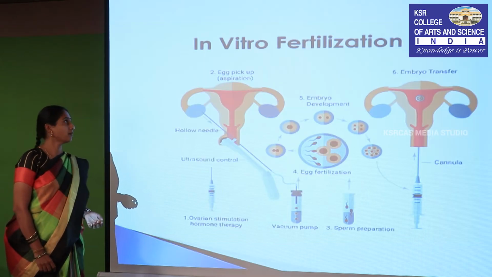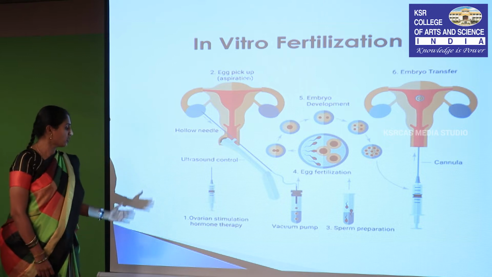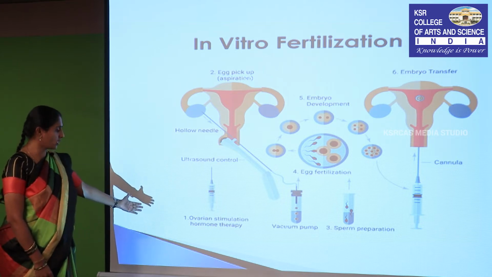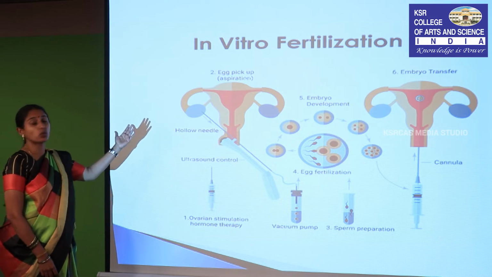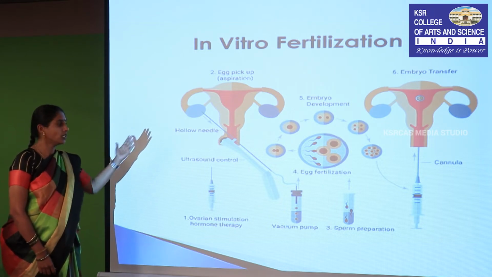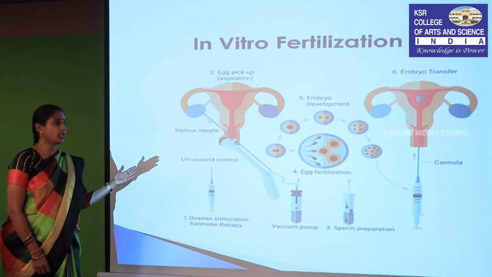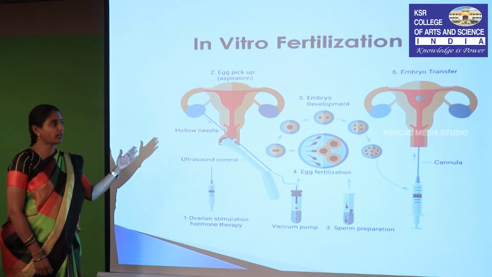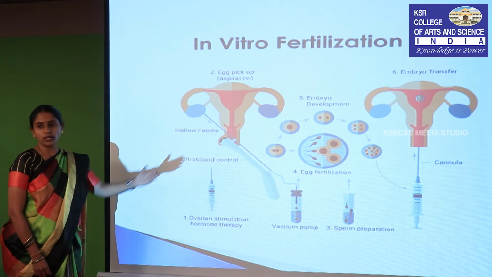In vitro fertilization maximally involves 5 steps. First one is ovarian stimulation, which is known as hormonal therapy. Second one is egg pickup, which is known as follicular aspiration. Third one is sperm preparation. Fourth one is egg fertilization. Fifth one, embryo development. Then finally we transfer the embryo through the cannula.